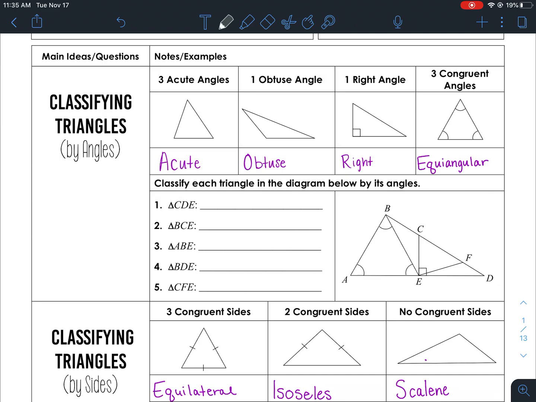Acute triangles mean all of your angles are less than 90. An obtuse triangle means that one angle is greater than 90, so that angle right there is going to be greater than 90.